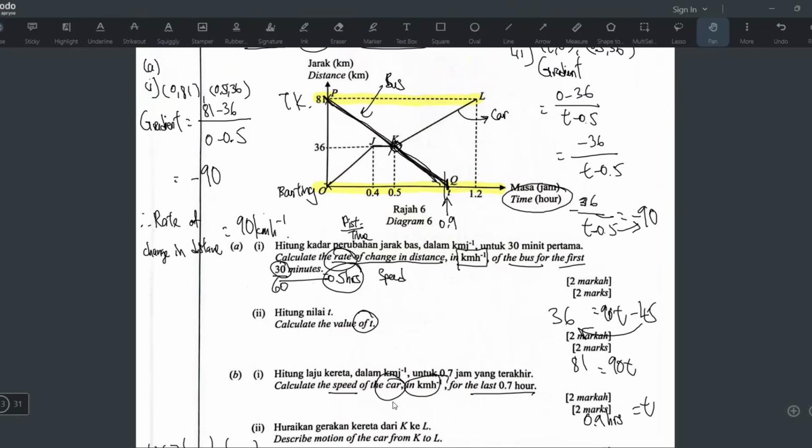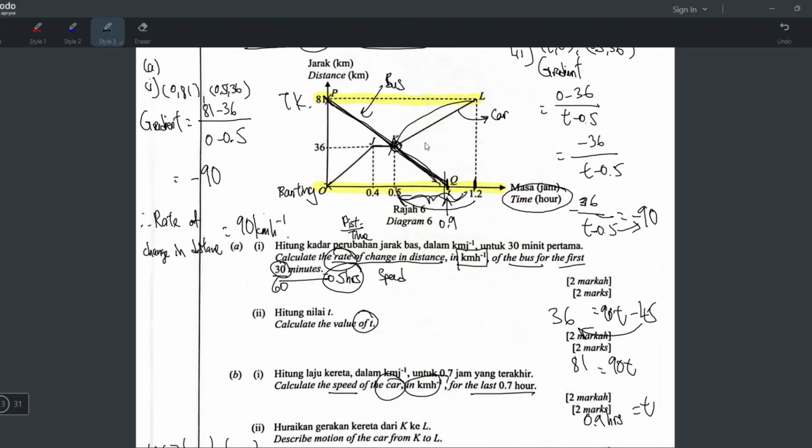So let's go look for it. They want the car, but for the last 0.7 hour. Okay, car is this one. Last 0.7 hour. 1.2 is the final hour, so I have to subtract 0.7. If I subtract 0.7, I get 0.5, right? So that means they want you to use this part of the graph for the car. So I'm finding the gradient of this line, and I need this coordinate and this coordinate.